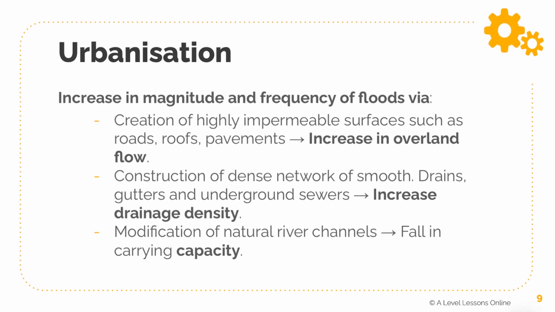Urbanization actually increases the magnitude and the frequency of floods. Why? How does this actually happen? Urbanization refers to, let's say, the creation of any sort of highly impermeable surfaces, such as roads, roofs, or pavements. So this can actually increase the overland flow. What happens is that, let's say you concretize the road, I don't know if that's a word, but let's say you lay concrete on the roads, above soil, above dirt, above the ground.